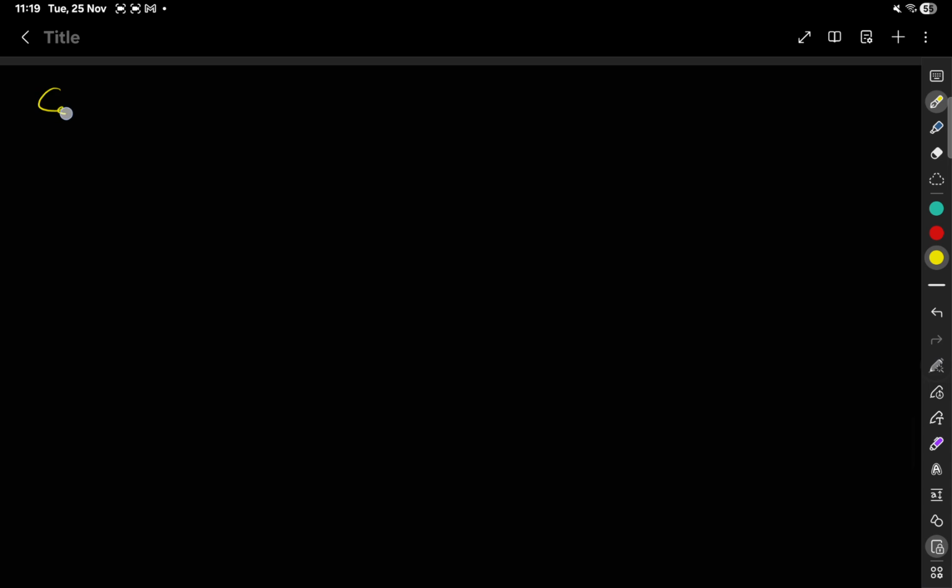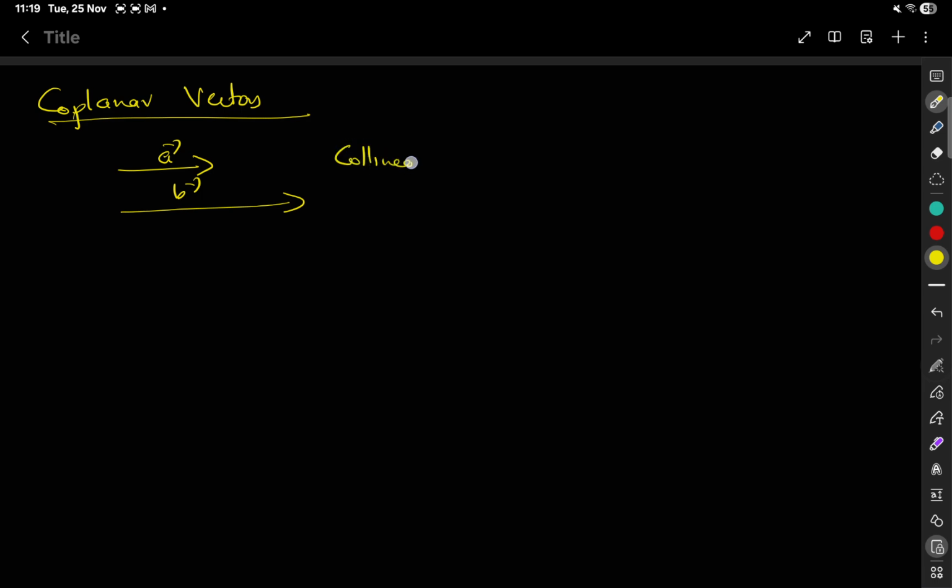One is coplanar vectors. What is coplanar vectors? Three vectors are coplanar if they lie on the same plane. That's the meaning. First thing is these two vectors. This is vector A and vector B. Are they coplanar? They are collinear. Since they are collinear, they are obviously coplanar.